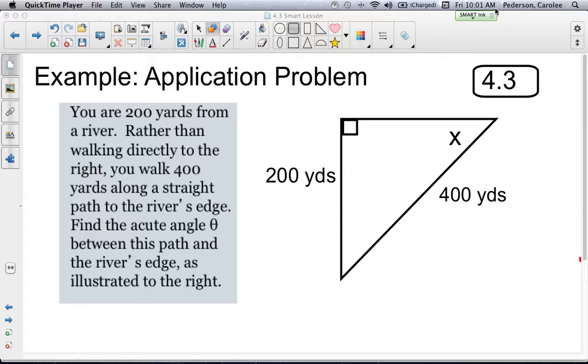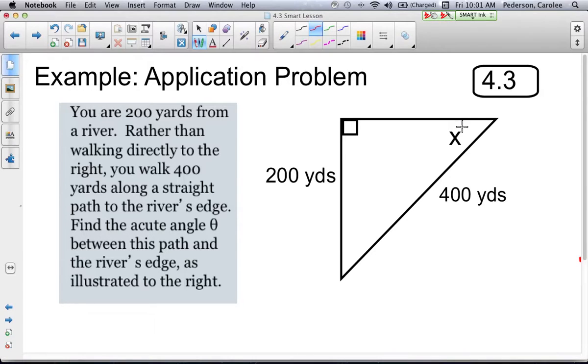So we have the triangle, we have the unknown x, and we want to find the angle measure now. So let's label the 2 sides. So here's my theta. What is side 200 called? Opposite. What is side 400 called? Hypotenuse. So of the 3 trig functions, which one would we choose for this word problem? Sine, because sine represents opposite over hypotenuse. So that is the way we remember it.